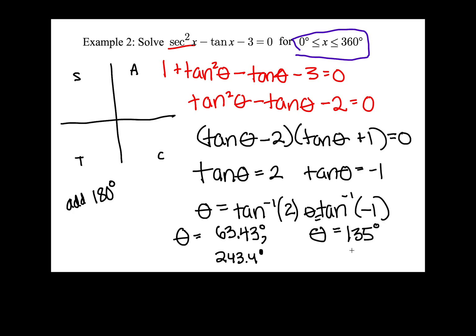And if I add 180 to 135, I get 315. So be sure not to forget that each of these trig functions has two possible answers within the unit circle.